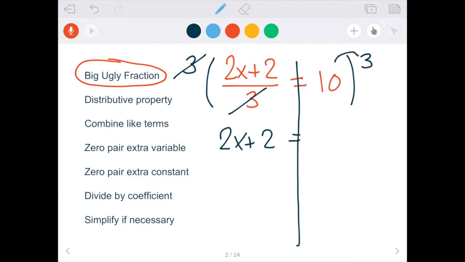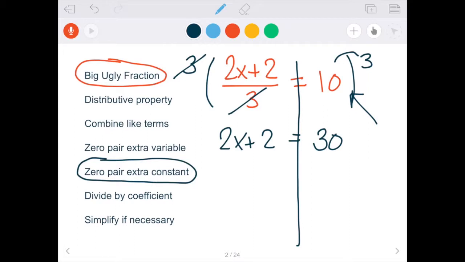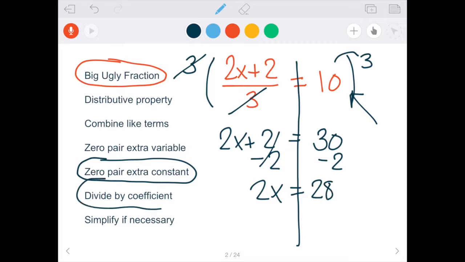On the other side, you must remember to multiply. This is probably the place where students make the most errors, is they forget to multiply and they would just bring down 10, for example. So we have to be careful there. At this point, we just have a regular equation. We're at this step now. Zero pair our extra constant. Then we're going to divide by our coefficient. And we have our answer.